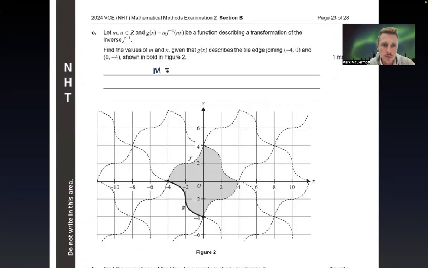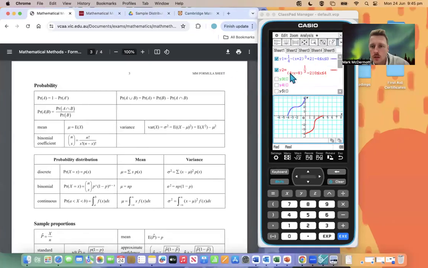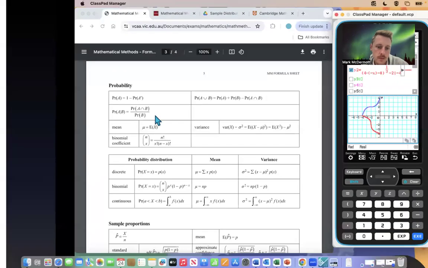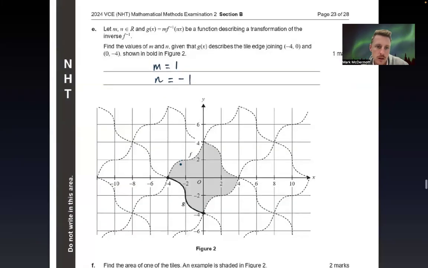If we made m negative, it would be a reflection across the y-axis, so we don't want to do that. We're going to leave m as 1 and make n negative 1. Essentially we're making this x value in here negative. If we resketch it, we've got to think about the domain, which is -4 to 0. That gives us that part of the tile. So I think that's right: m is 1 and n is -1.